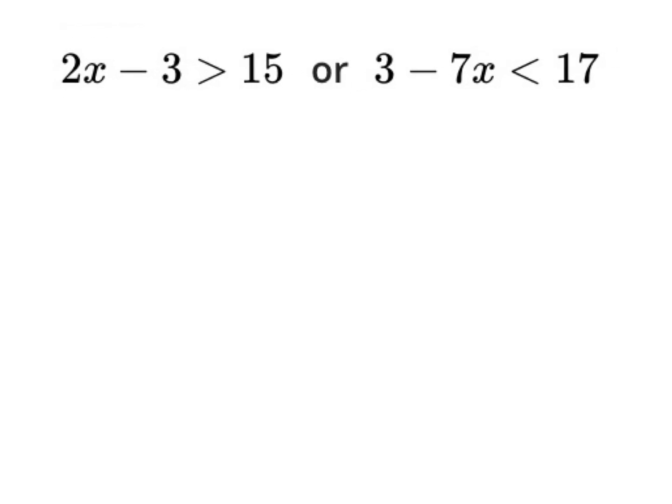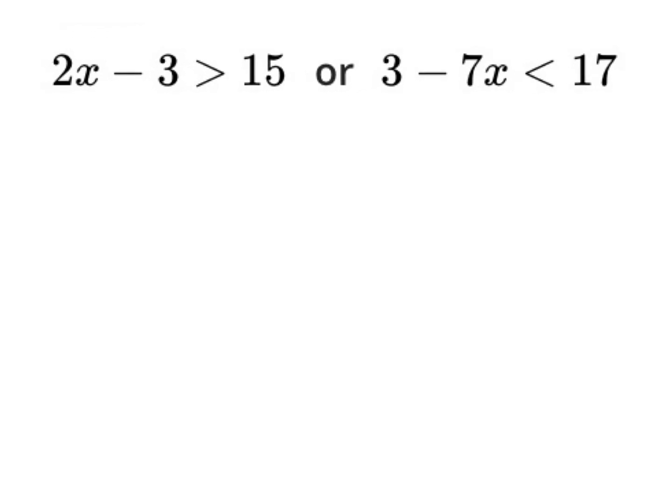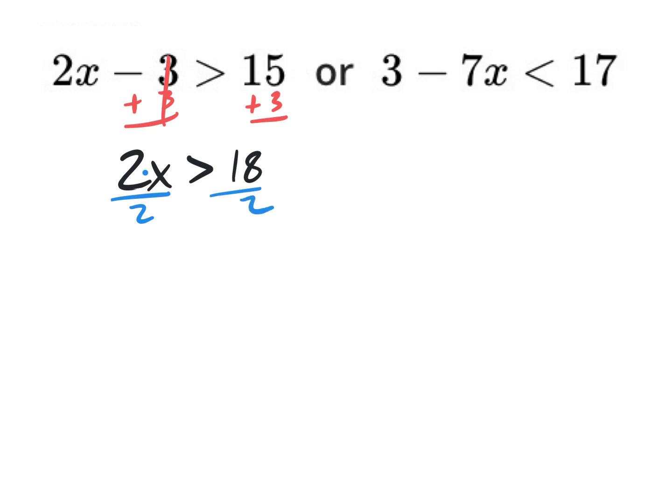So here it is rewritten down here. We're going to solve both of them. You want to get x by itself. You want to get rid of the -3 first, then the multiplication of 2. So we're going to get rid of the -3 by adding 3. What you do to one side, do to the other. Rewrite it. 2x is greater than 18. That's really saying 2 times x is greater than 18. So you get rid of that multiplication of 2 by dividing by 2. And what you do to one side, do to the other. You'll end up with x is greater than 9.